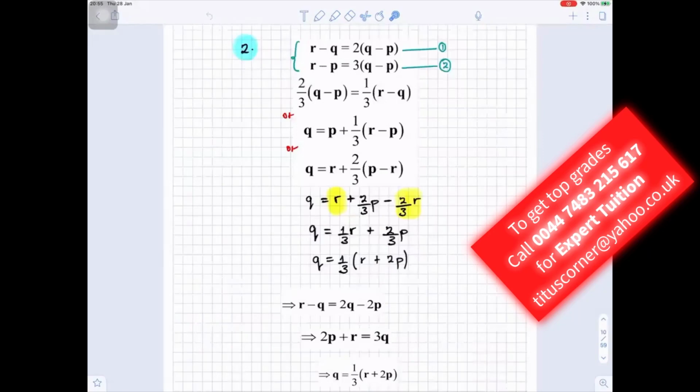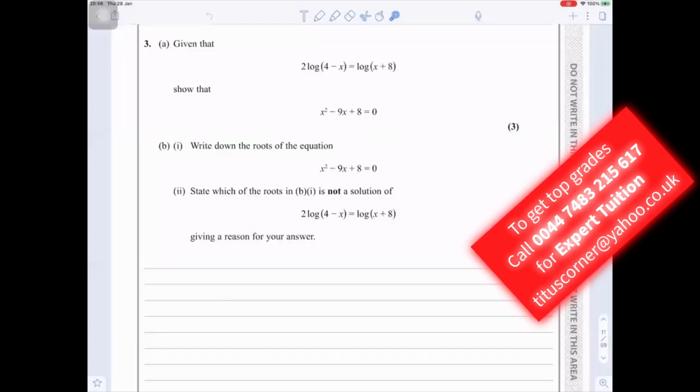So these are other ways you can do question 2. You have the equation 1, equation 2, and you can arrange them like that or like that. And you can do the same, and you follow through and you get the same answer. It's just a different way to arrange and do it. Question number 3.